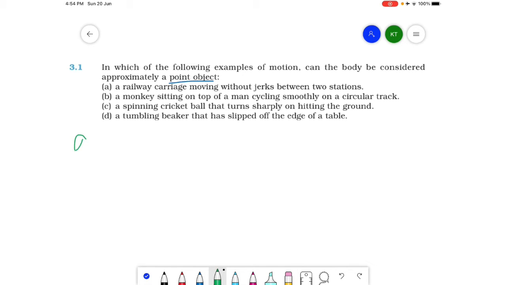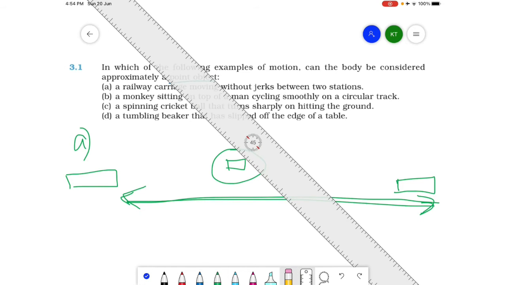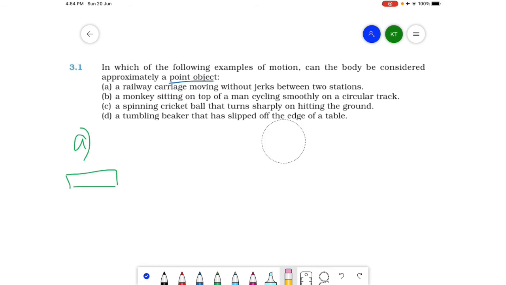Now what is the first part of the question? The first part of the question is a railway carriage moving without jerks between two stations. So we've got a station A and a station B, and suppose the distance between these stations is very large. And we've got a railway carriage here. Compared to the distance between two stations, the size of the railway carriage is small. So in this case, we can say that it is a point object.